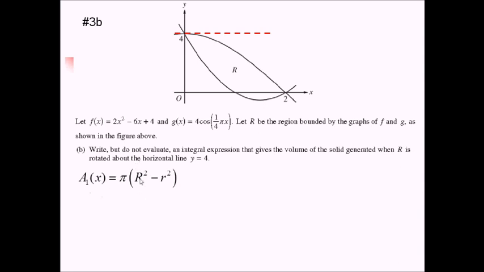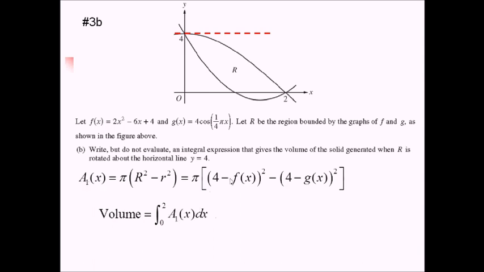All right, so I need to actually define big R and little r. Big R, the big radius anyway, is going to be the distance between my axis of revolution and the further away bounding function. So that's going to be 4 minus whatever this bottom function was. That was actually the f function. So 4 minus f, and I'm squaring that. And I still have this pi hanging out outside here. Next, for my little r, that's going to be 4 minus the closer function, so 4 minus g of x that I'm squaring and subtracting. For the integral now, I'm going to say the volume equals the integral from 0 to 2 of, well, just A sub 1 of x dx.